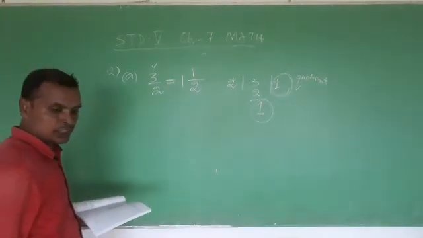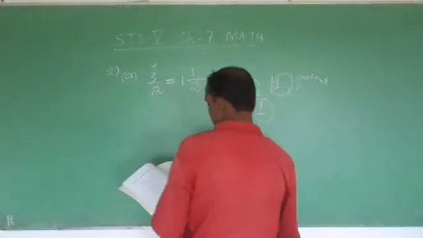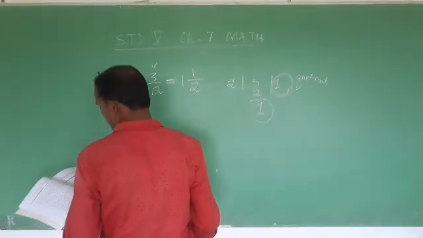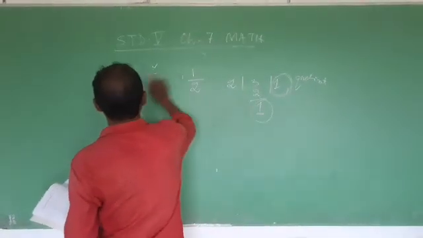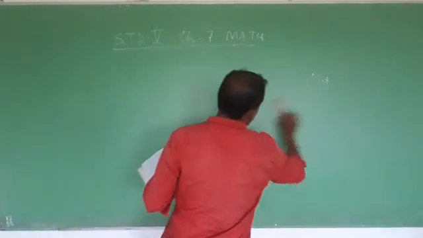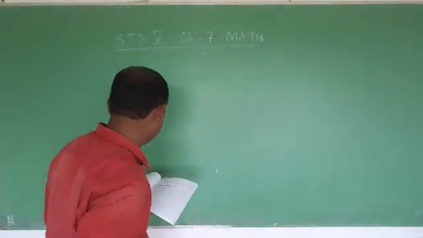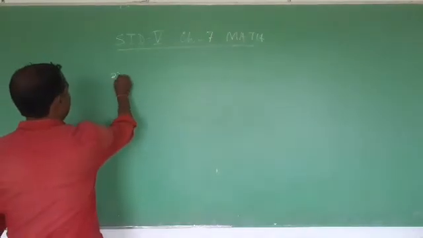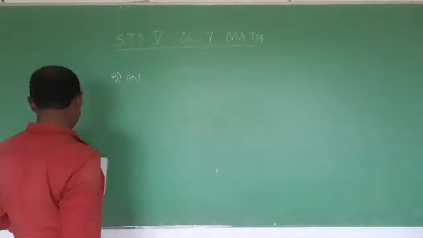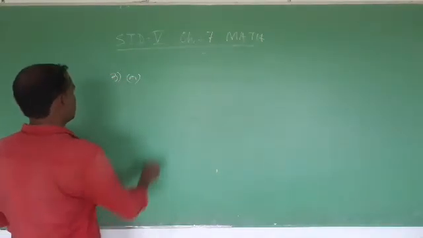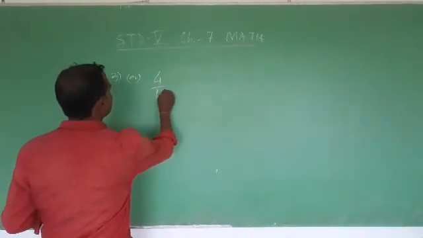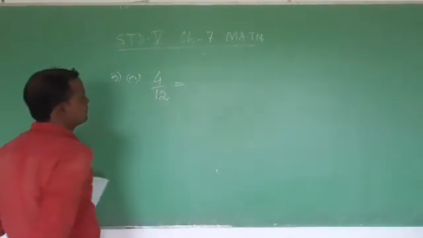Okay. Question number 3. What is question number 3? Write the fractions in their lowest terms. Okay. How will you write the fraction in its lowest terms? Question number 3, and bit A, the fraction is 4 by 12. Okay.